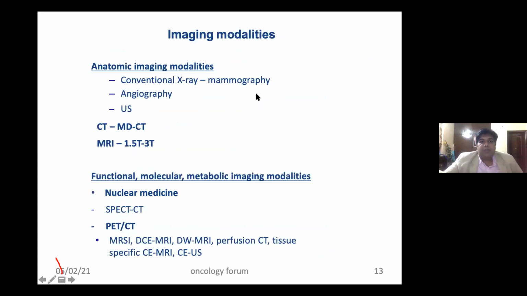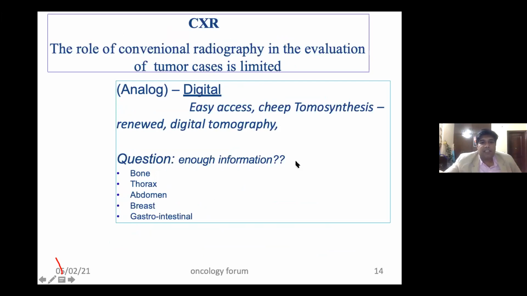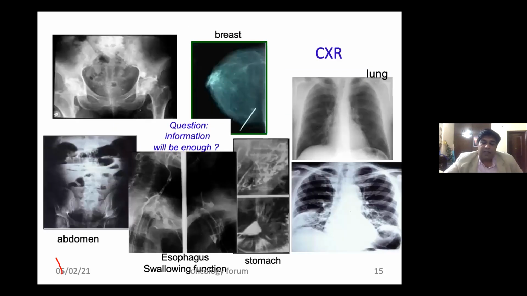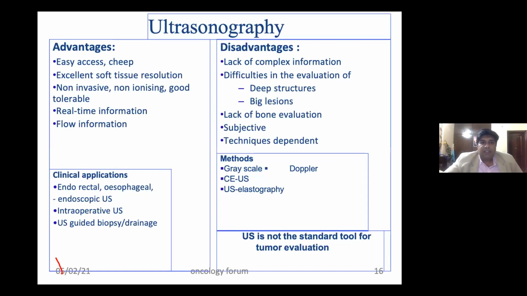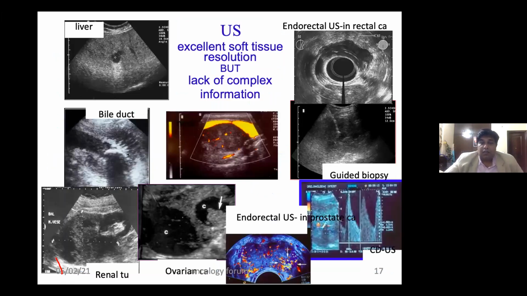Conventional imaging like X-ray and mammography is basically not enough. Its role in the evaluation of tumor cases is very limited, and we don't get very good information for bone and thorax, and it is not enough to find a primary. Ultrasonography is definitely easily available, cheap, and gives real-time information, but it's not a standard tool for tumor evaluation because it lacks complex information, lacks bone evaluation, and has difficulty evaluating deep structures. But it is a very good modality for US-guided biopsy and drainage. It is excellent for soft tissue evaluation, but definitely lacks the complex information.